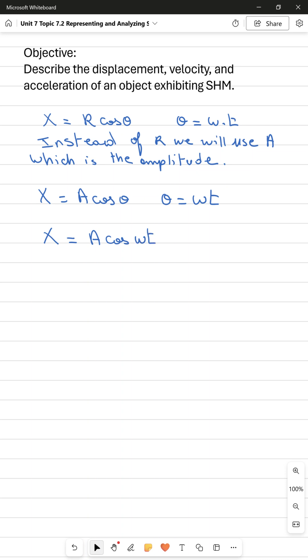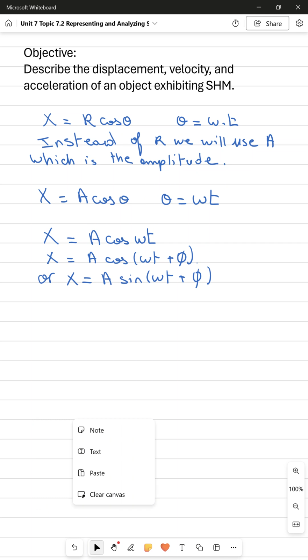Now, sometimes we may not start exactly at cosine, we may have some phase change. So x equals a cosine of omega t plus phi. Or if you want to use sine, that would be fine. Again, you can say x equals a sine of omega t plus phi, but mostly in AP mechanics we use the cosine.